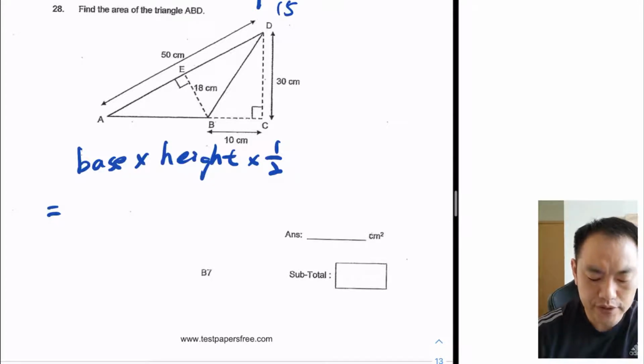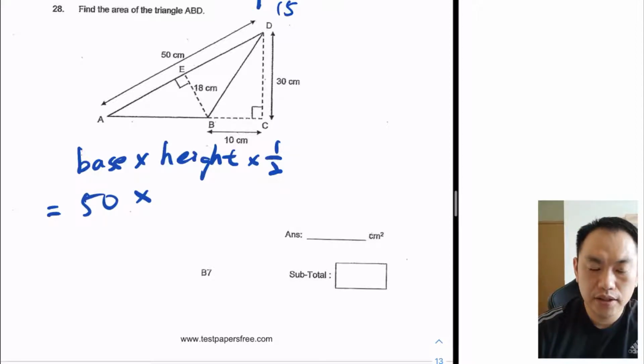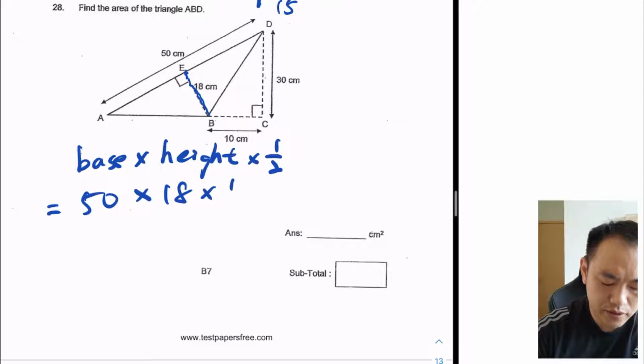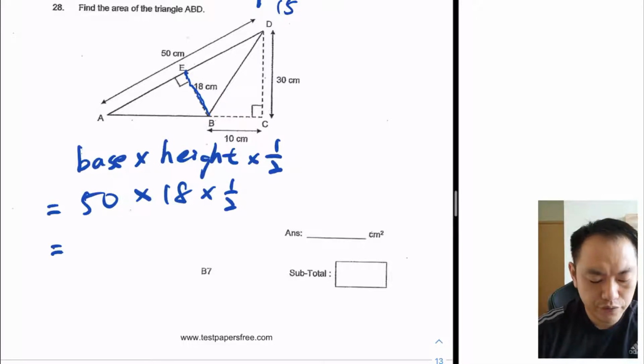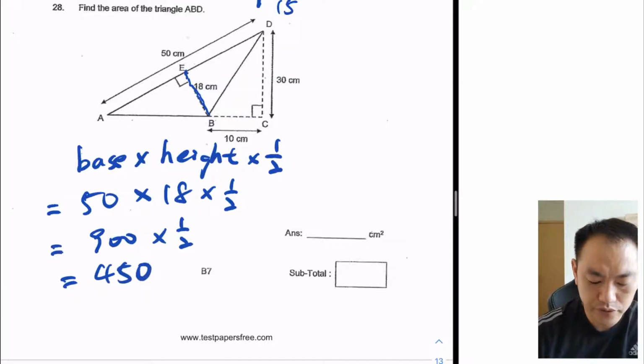The base, if you can see, AD can be the base of triangle ABD. So base is 50, times height. If AD is your base, then you find a perpendicular line from the third angle to the base. This will be the height of the triangle, which is 18, and then you times by half. This should be quite straightforward. 50 times 18 gives you 900, times half, and the calculation will give you 450.